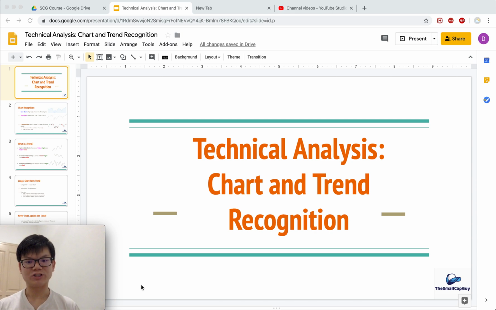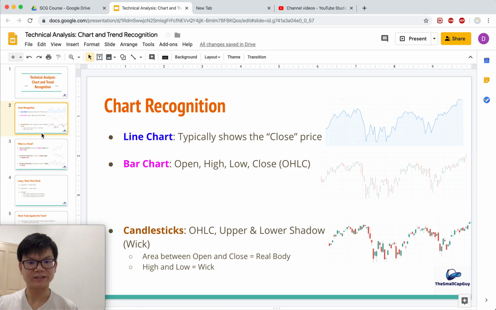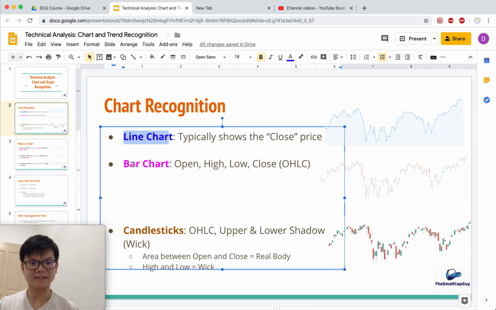So today I'm going to show you how to recognize different types of chart and different types of trend. So first things first, we look at chart recognition. The widely used charts, there are three types. First one is line chart, second one is bar chart, and the third one is candlesticks.